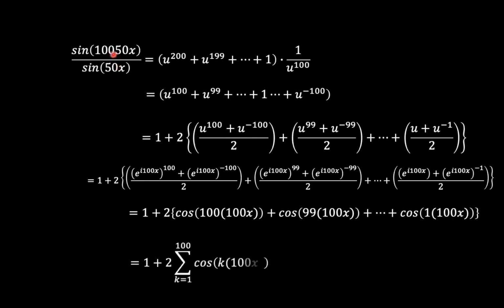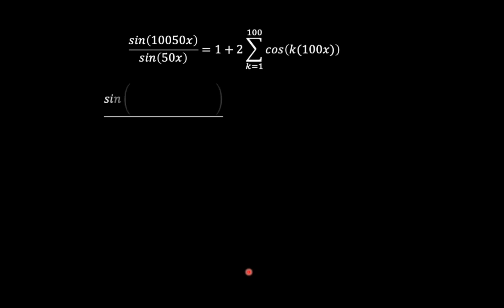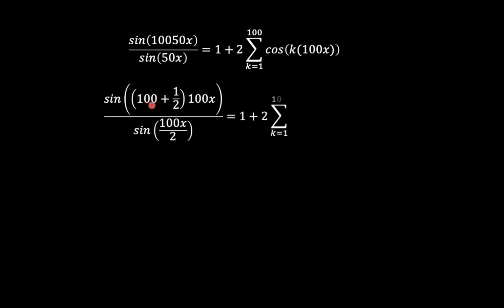So this division that we saw here of sine 10,050x over sine 50x is equivalent to 1 plus 2 times the summation from k equals 1 to 100 of cosine k times 100x. So I could express this a little bit differently. The sine 10,050x is the same as sine of (100 plus a half) times 100x over sine of 100x over 2. This is obviously equivalent to 1 plus 2 times the summation of k equals 1 to 100 of cosine k times 100x.